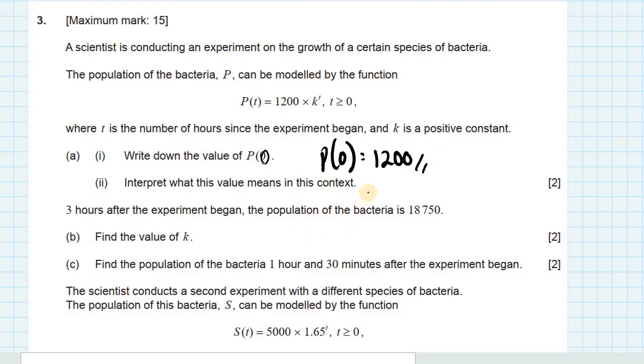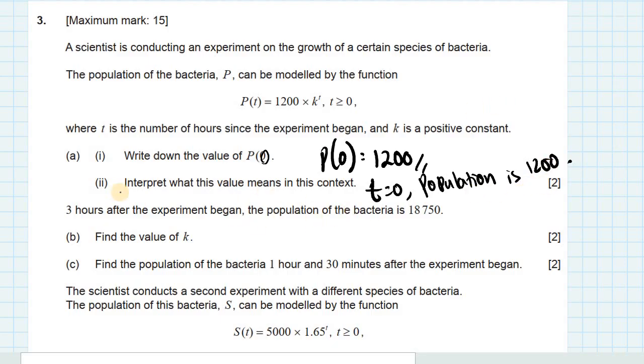This means when the time is equal to 0, the population is 1200. Or you can also say the initial population of the bacteria is 1200. You can also write it that way.